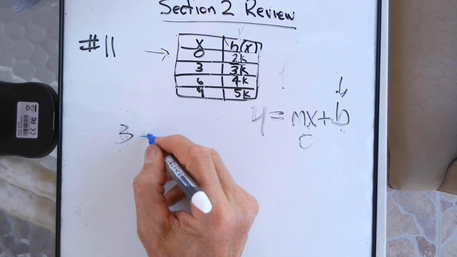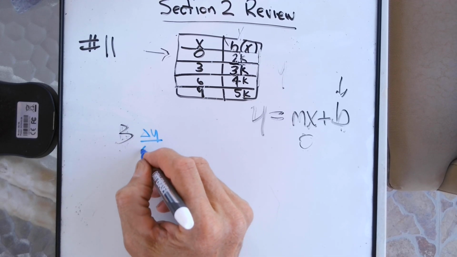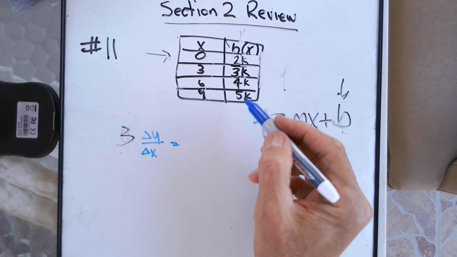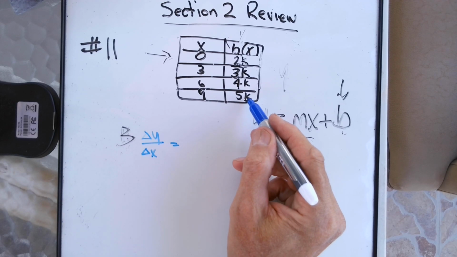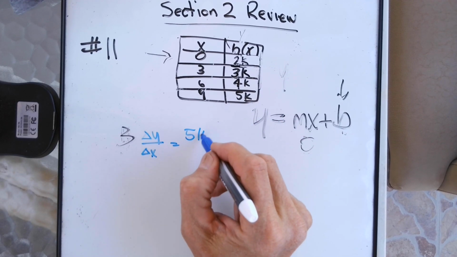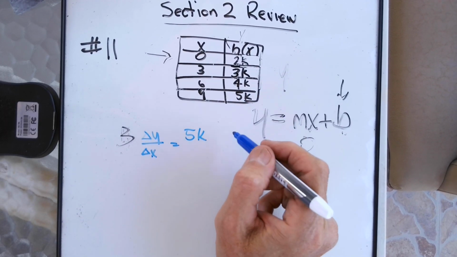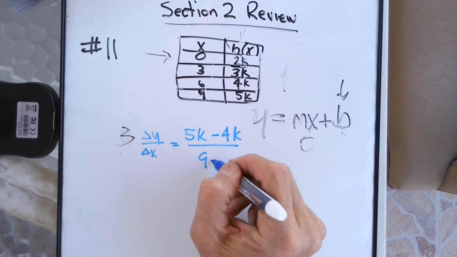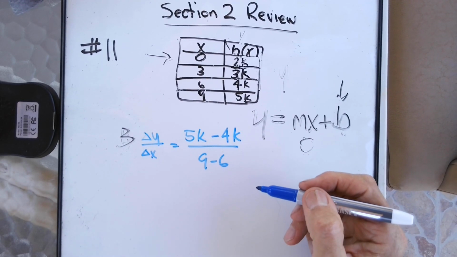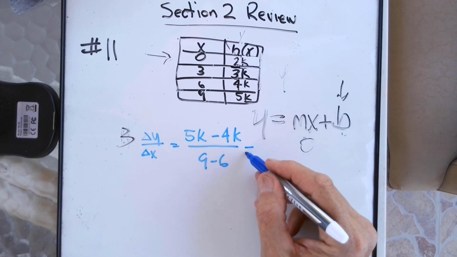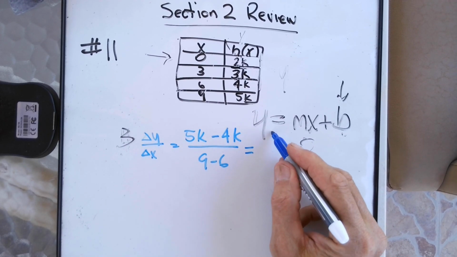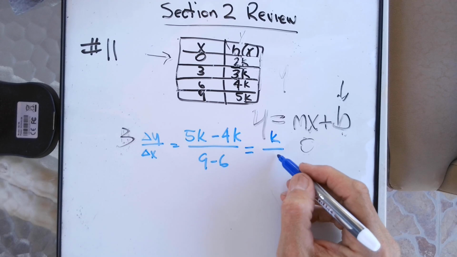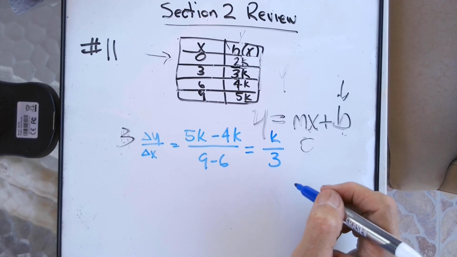So slope is change in y over the change in x, right? And that's a difference. So that's going to be 5k. Write exactly what you see. Don't let the k confuse you. Minus 4k over 9 minus 6, right? That's what change in y over change in x is. So that's how many k on top? 1k over 3. K over 3 is your slope.